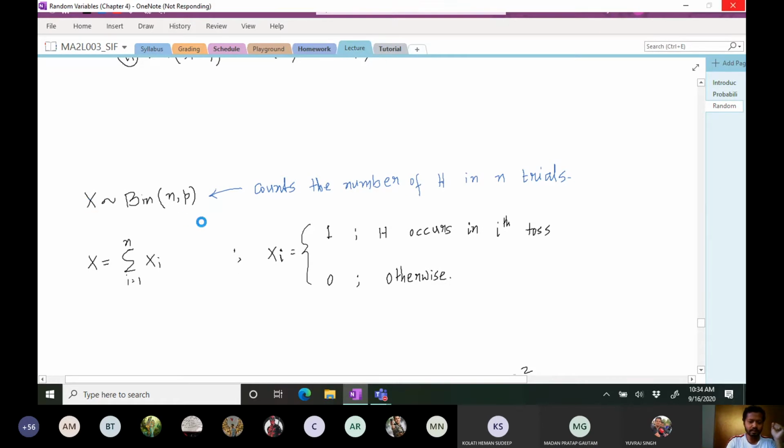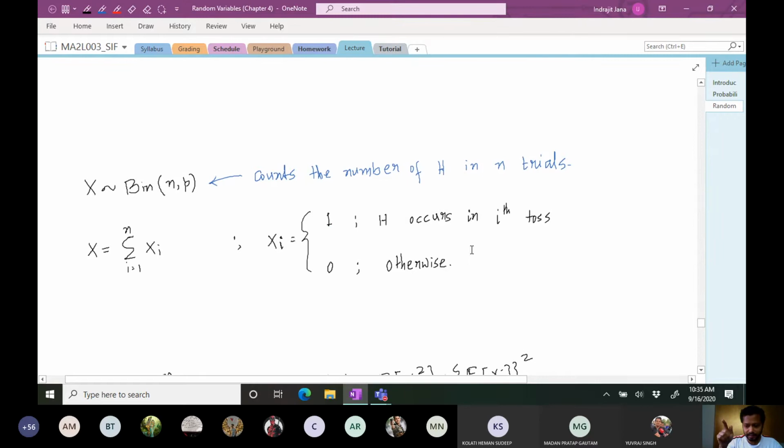Now, if X is following the binomial distribution (n, p), this X can be written as a sum of indicator random variables, and this is the important step here. So X is following Binomial(n, p). I can write this X as the summation from i equals 1 to n of Xi, and each Xi is defined like this. This Xi is equal to 1 if we see a head in the ith toss and 0 otherwise.